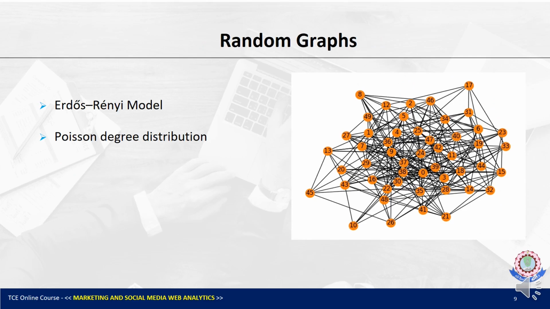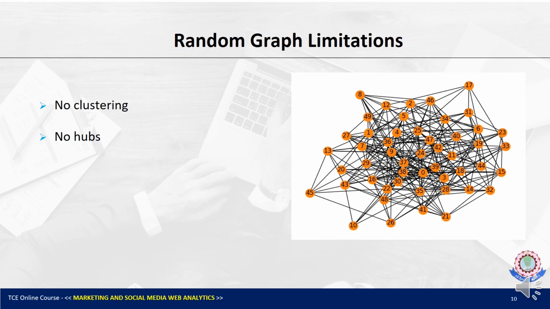Random graphs. In random graphs, the ER model connects nodes randomly with probability p. They create networks with predictable mathematical properties such as Poisson degree distribution. Although they are not realistic for social behavior, they help establish a theoretical baseline. Random graph limitations: random graphs have no clustering, no hubs, and do not represent real social networks. They fail to model popularity, influence, or community formation.